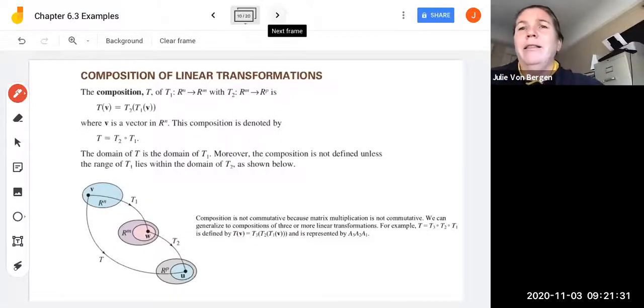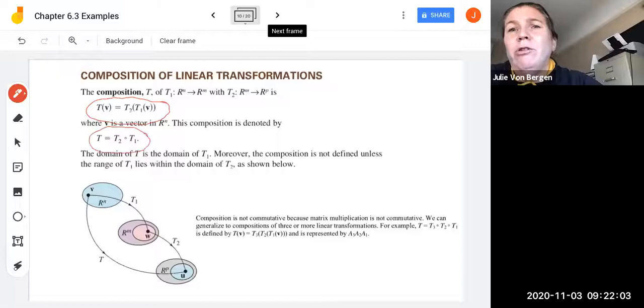So let's take a look at the definition of the composition of linear transformations. The composition of T, where T1 maps Rn to Rm, and T2 maps Rm to Rp, is written as T of V equals T2 of T1 of V. So T1 acts first and then T2 acts second. V is a vector in Rn, and we denote our composition here as T equals T2 composed with T1. So when we do our composition, the T2 comes first because it's the last acting function.